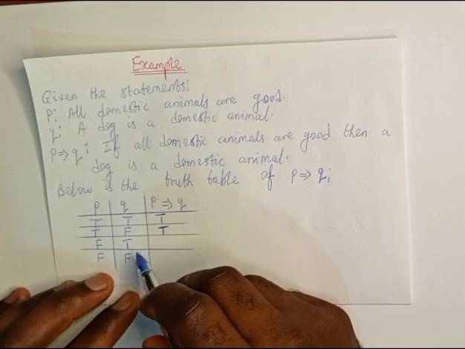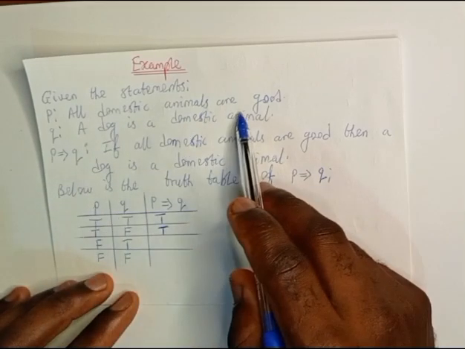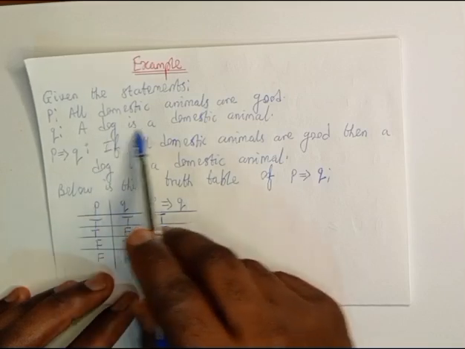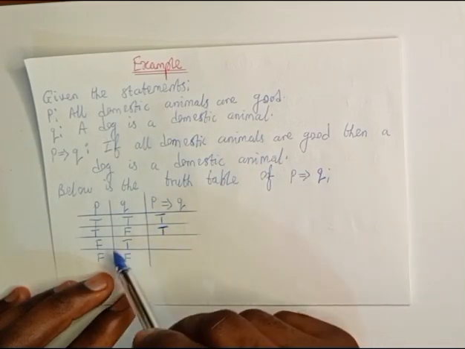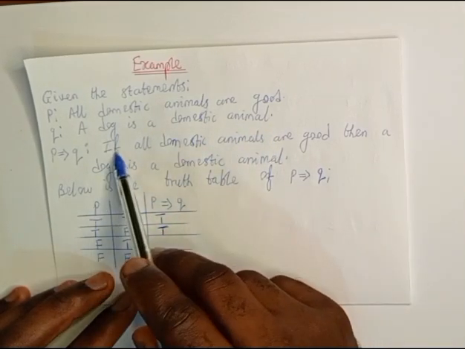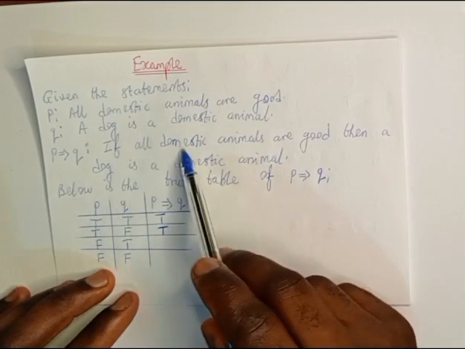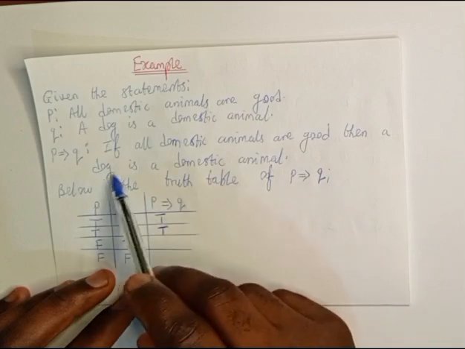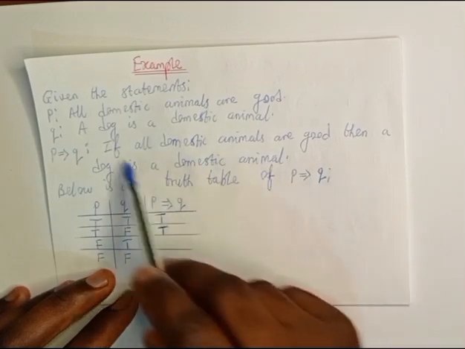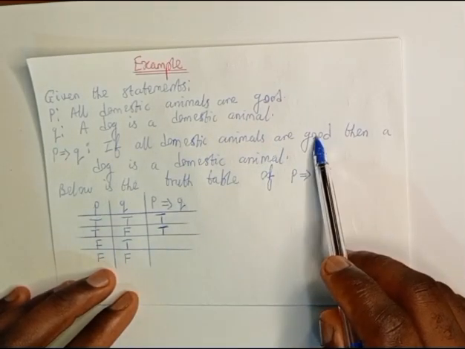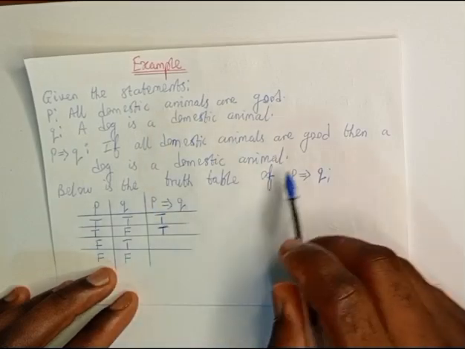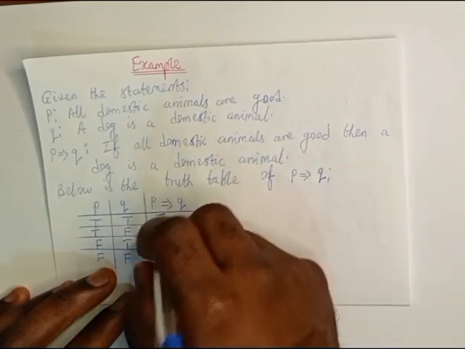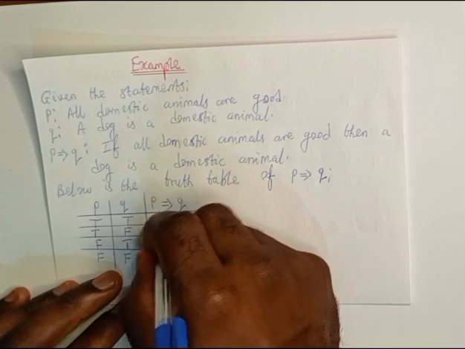The next, all domestic animals are good is false. A dog is a domestic animal is true. The truth value of if all domestic animals are good, then a dog is a domestic animal: the hypothesis is false, the conclusion is true. It simply means the truth value of this statement is false.